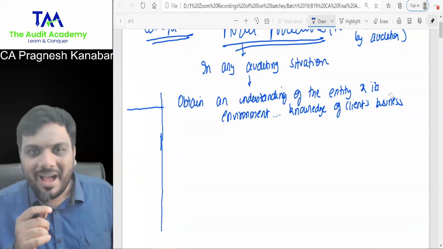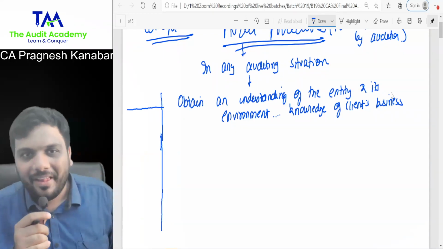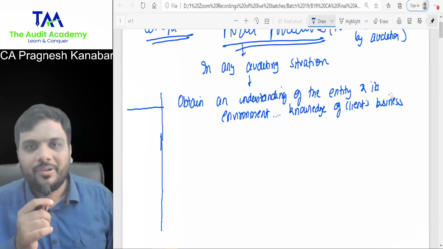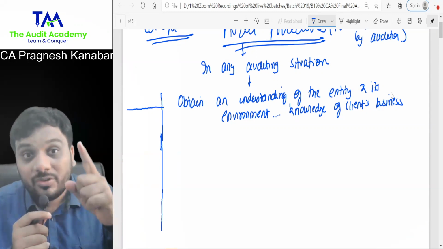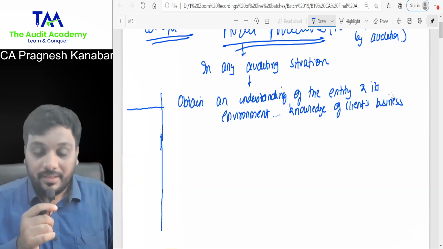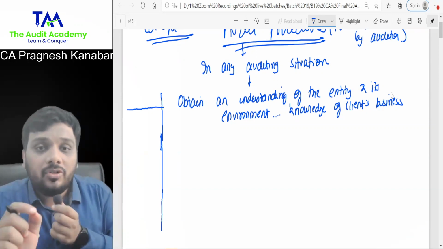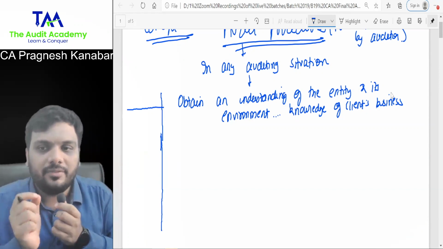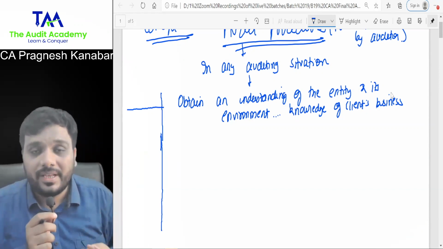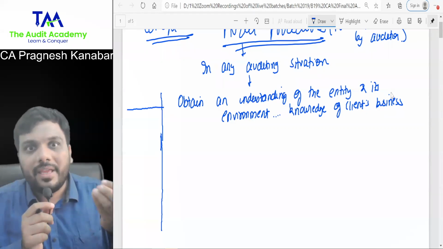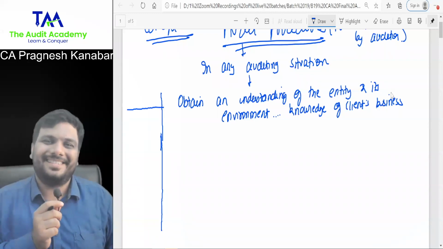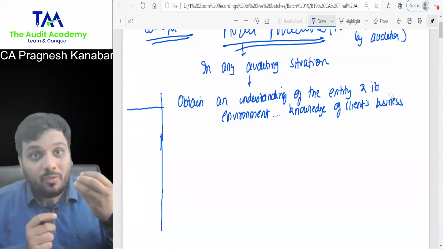Leader, customer. This is an audit lecture going on. This is exactly where students go wrong. They don't connect with the concept as an auditor. I'm trying to obtain an understanding of the entity and its environment. I'm trying to obtain knowledge of the client's business so that I will come to know what can be expected in the financial statements, so that I can come to know what can go wrong.